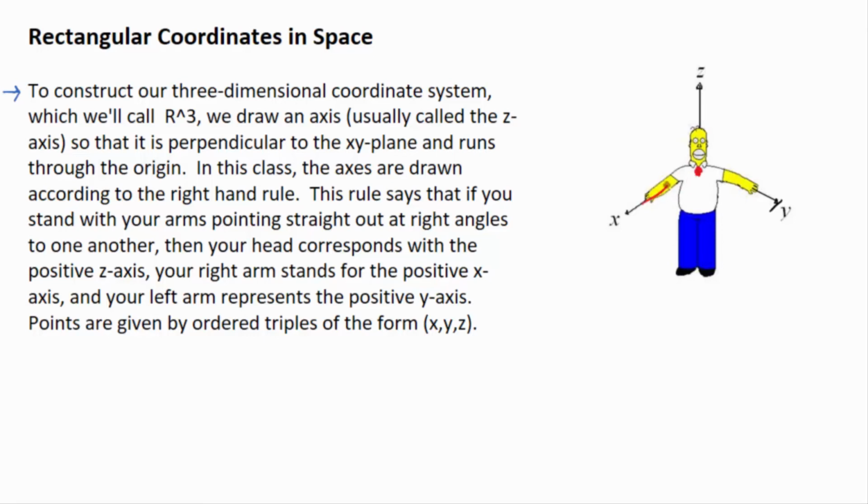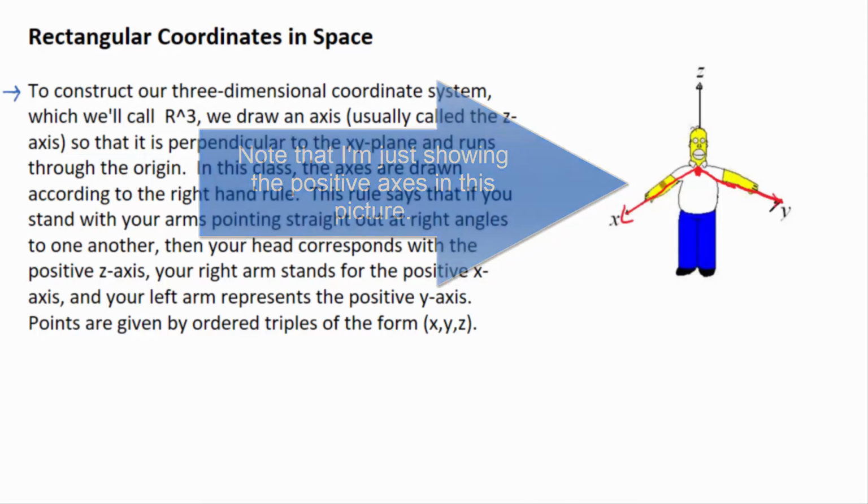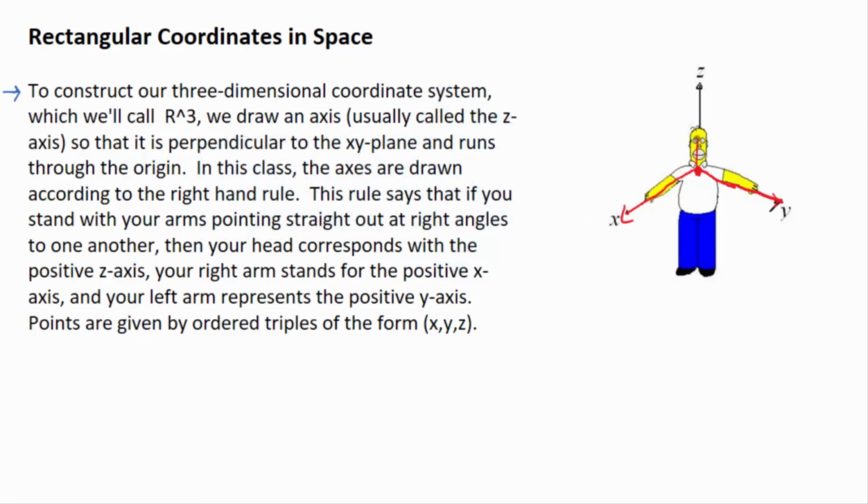So the x-axis would look maybe like that. It's a little different orientation, or location anyway, than I drew a few minutes ago. So there's positive x, positive y, and positive z corresponds with Homer's head. Notice that his right arm corresponds with the positive x-axis, doesn't it? And his left arm corresponds with the positive y-axis. It's called a right-handed system.